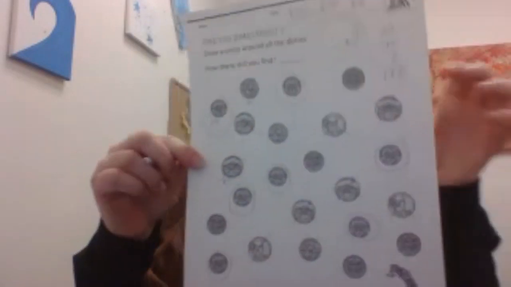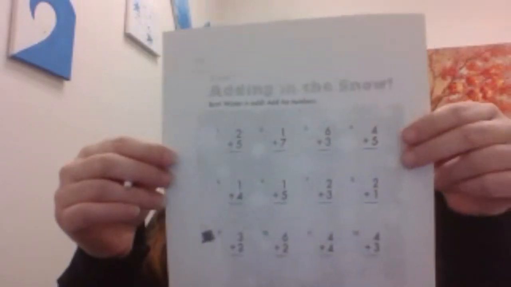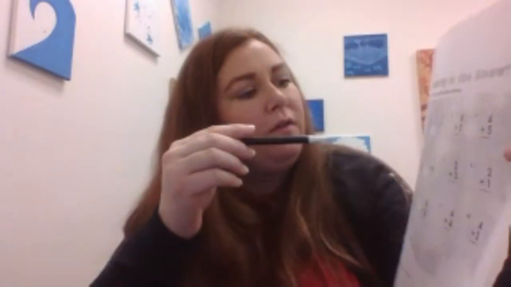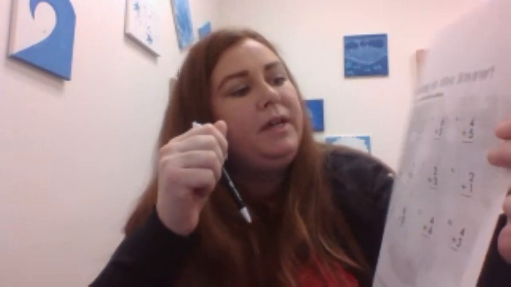$1.08 with everything on there. So now we got some math here. Since we're doing some adding, we'll just use the numbers. We'll use the upper number and the bottom number. So our first problem is 2 plus 5.